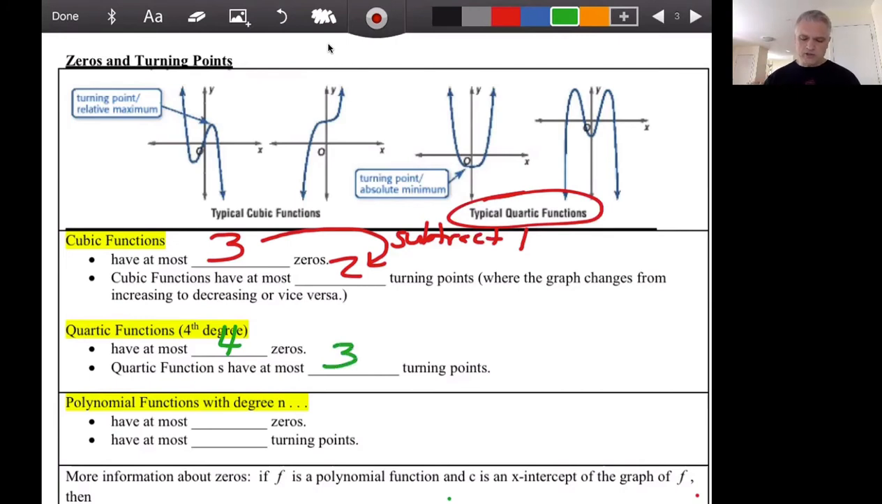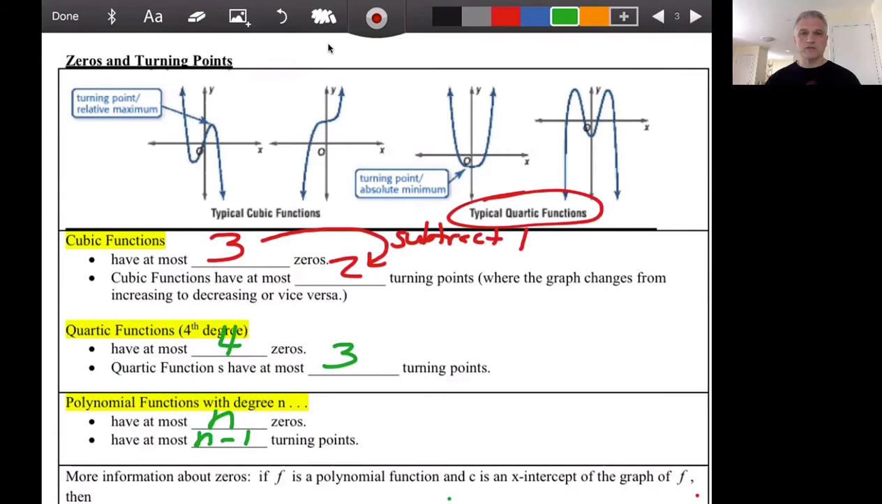Okay, now they're just going to say, okay, what's the pattern? The pattern is, if the degree is n, then they have at most n zeros. So if it's a 72nd degree polynomial, there are at most 72 zeros. And then they would have at most n minus 1 turning points. So a 72nd degree polynomial could have up to 71 turning points.